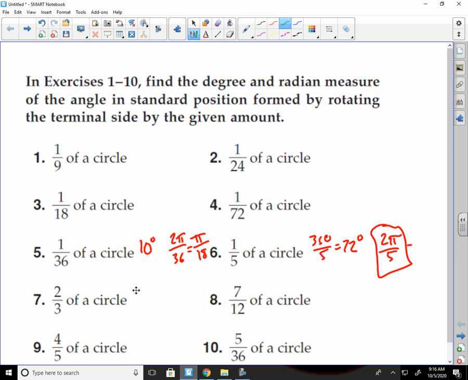2/3 of a circle, we do 360 times 2. That's 720 over 3. 720 divided by 3 gives me 240. Then I do 2 times 2 pi, which is 4 pi over 3.